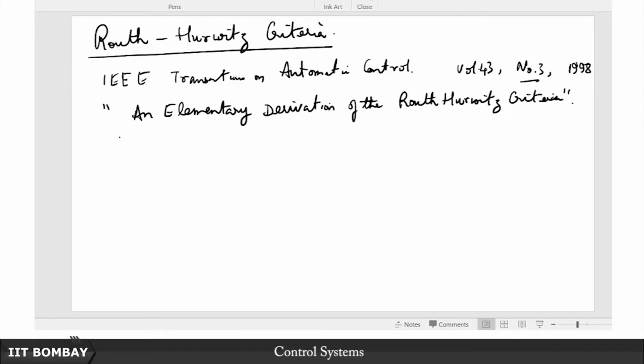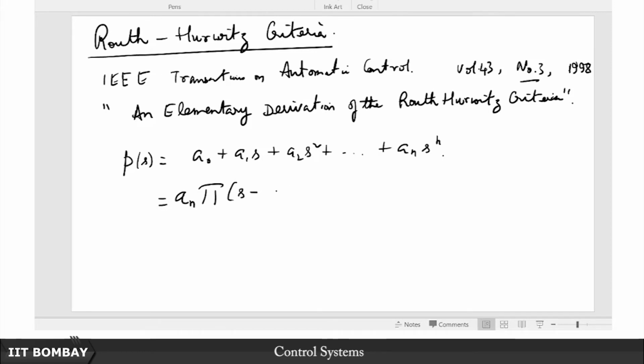So, let us start with an arbitrary polynomial. Suppose you have P(s), which is given by a0 plus a1 s plus a2 s squared plus dot dot dot till an s to the n. We can always factorize this in the product form, where we pull out the highest coefficient, and then we can write this as the product of (s minus pi) to the power ti, where ti is the multiplicity.